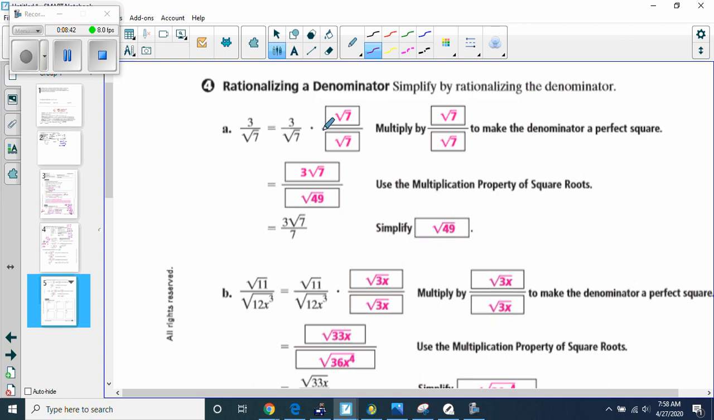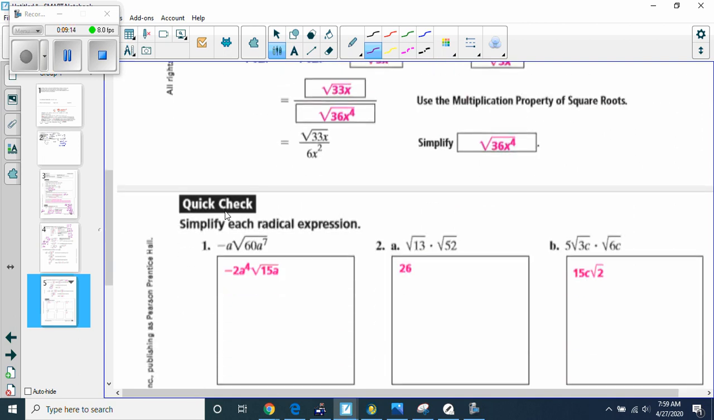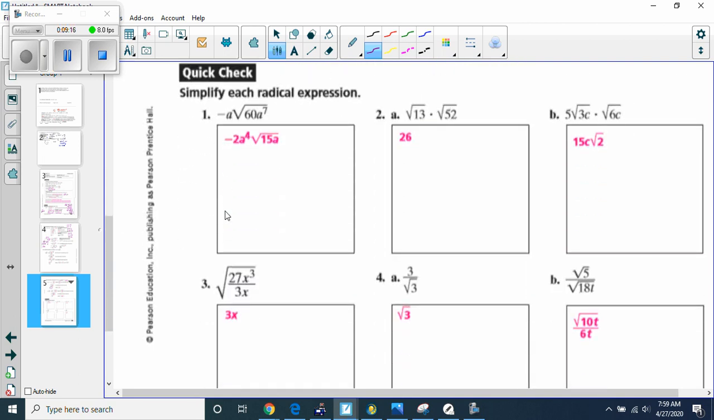Here's an example of a simpler form here. 3 over radical 7. What we do is we want to rationalize the denominator. So to rationalize the denominator, you multiply the top and bottom by the denominator. So the top turns into 3 times radical 7. And then radical 7 times radical 7, which is 49, which ends up being 7. So this is my final answer with it rationalized. Here's another example. You can pause and look at the video and look at it. I'm going to look at these quick checks down here.